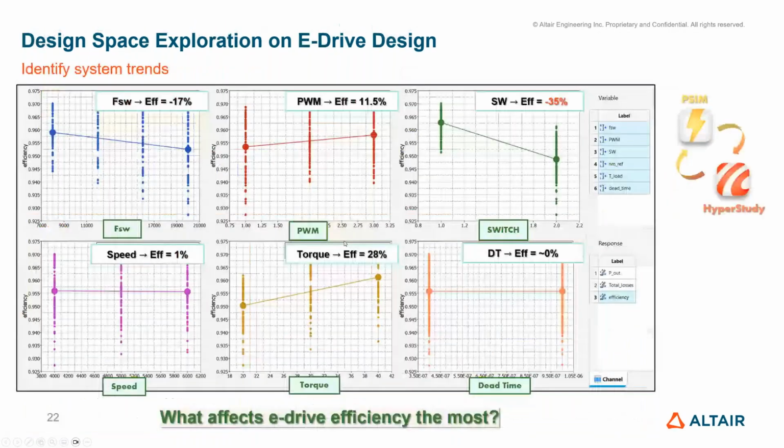Typical graphs you will get out of HyperStudy are these linear effect plots. For example, this plot gathers all the results and categorizes them and lets you know the trends of your system. For this particular drive, I understood that after the torque, what affected the efficiency the most was the semiconductor selection by 35%. Switching frequency was 17%. So this is useful to know in case you can, for example, change the switching frequency instead of changing the switch.